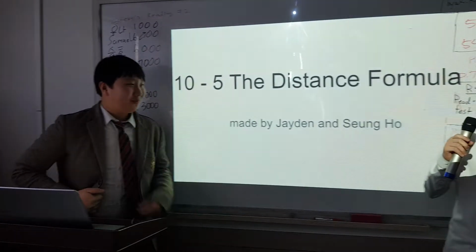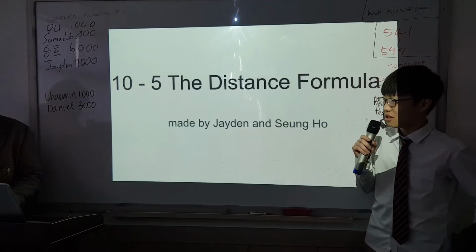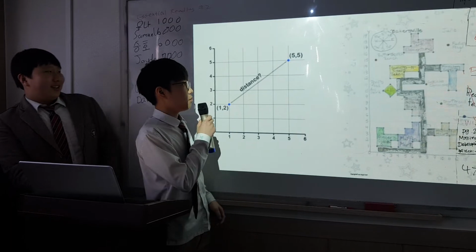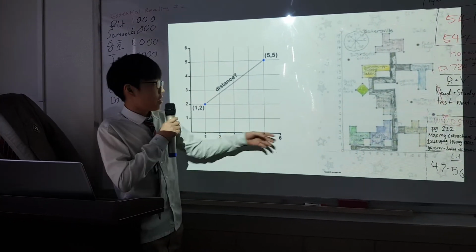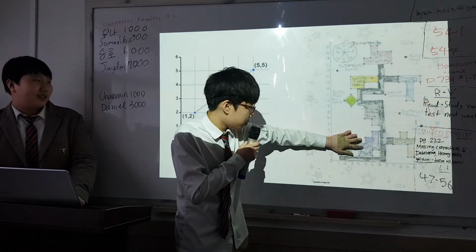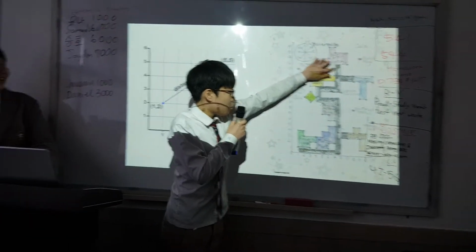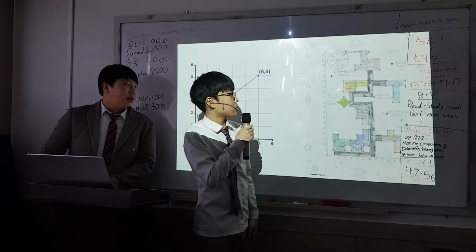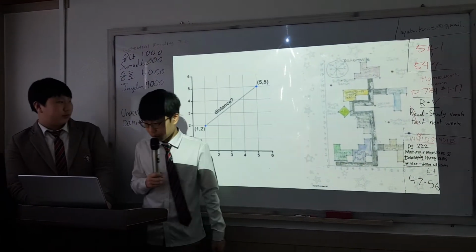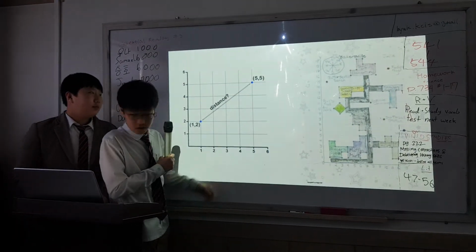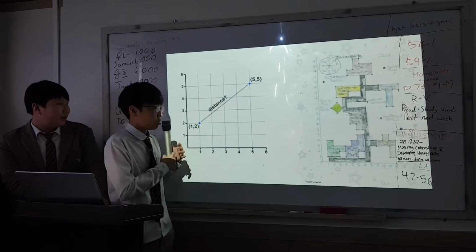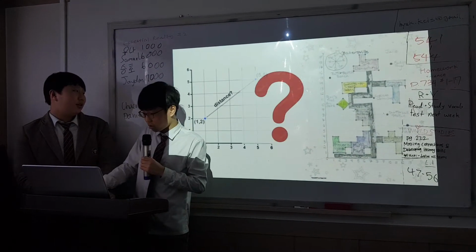So today we're going to do the distance formula. First, there's a graph and there's a building. Here's the elementary school and here's the muffin market. You want to find the way to the muffin market. To find that, you need to know the distance formula. On the graph there are two dots, and you want to find the line between them, so you should use the distance formula. How do we do that?